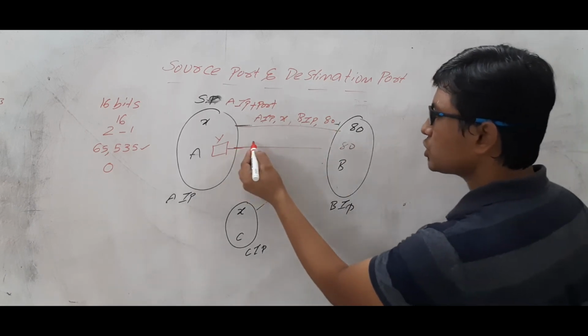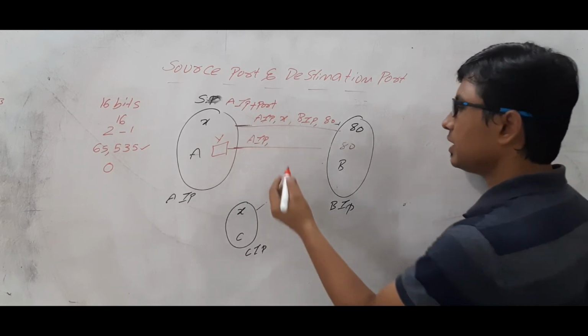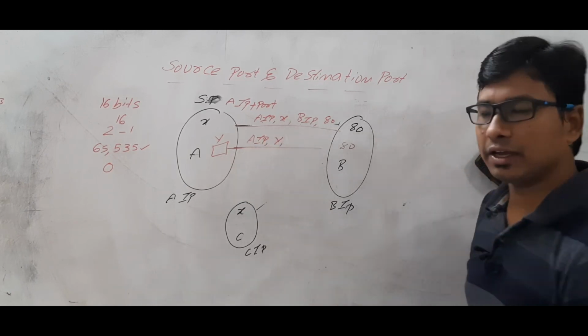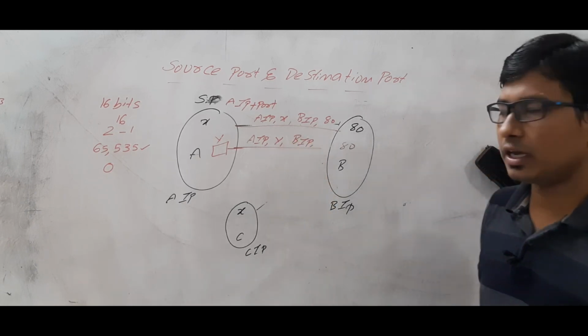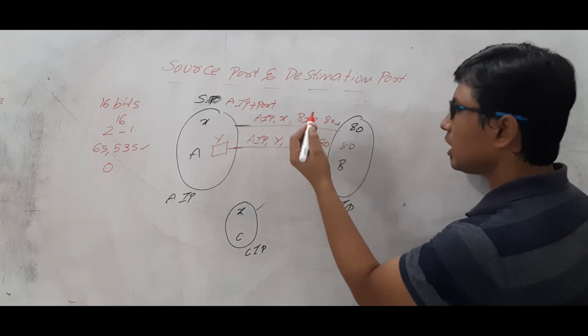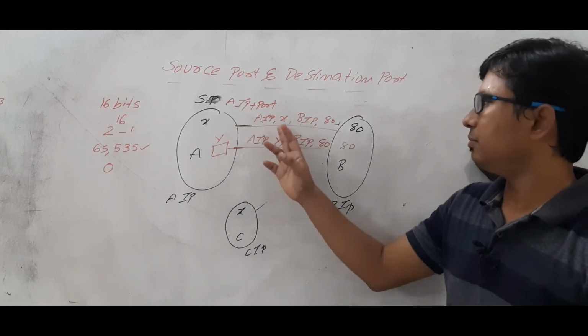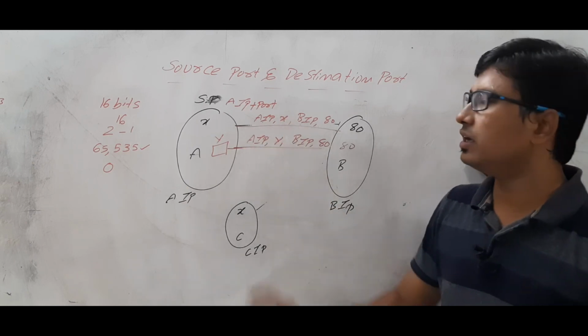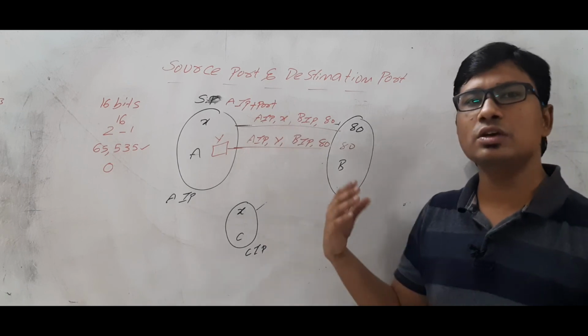If it comes to this one, the source IP address is A's IP and the port number will be Y, and the destination IP address will be B's IP and it is 80. Can I uniquely identify these two communications? Yes, because here it is X and here it is Y. I could uniquely identify the communication. So the problem is solved.